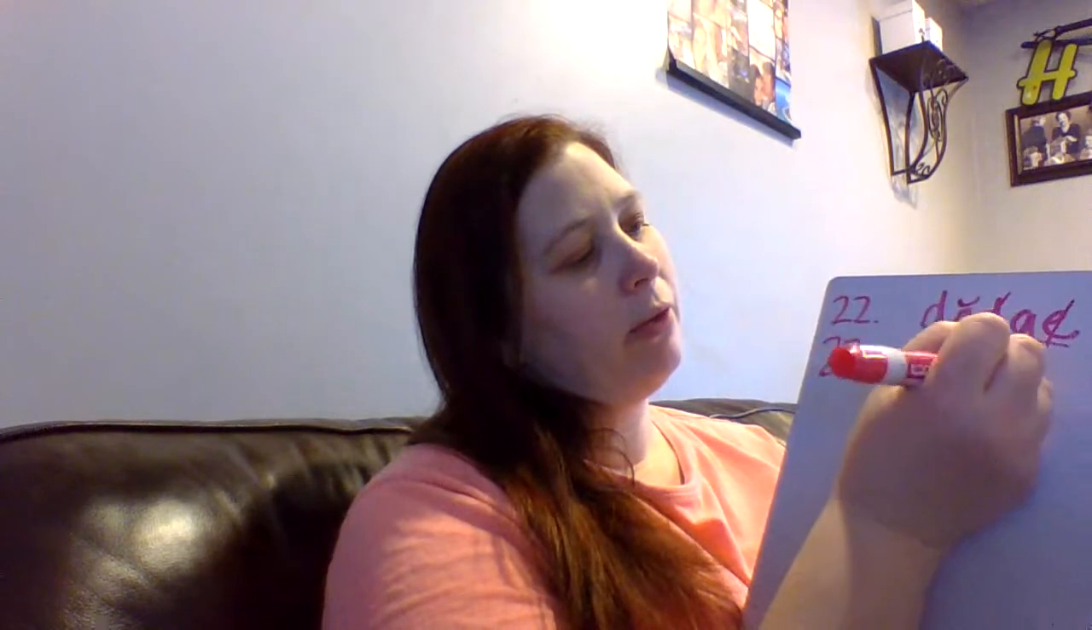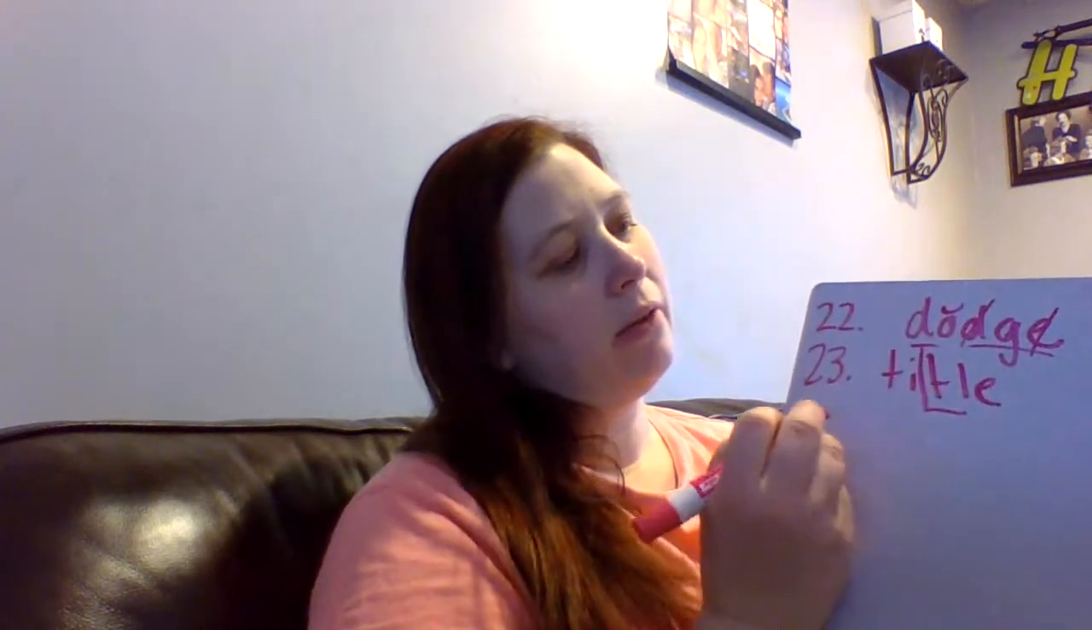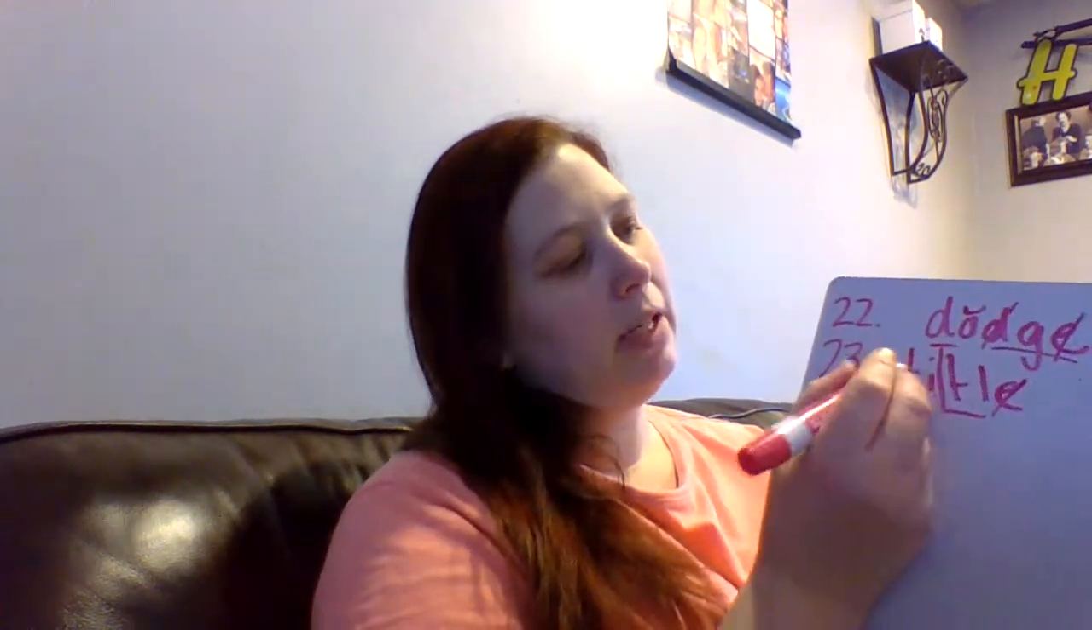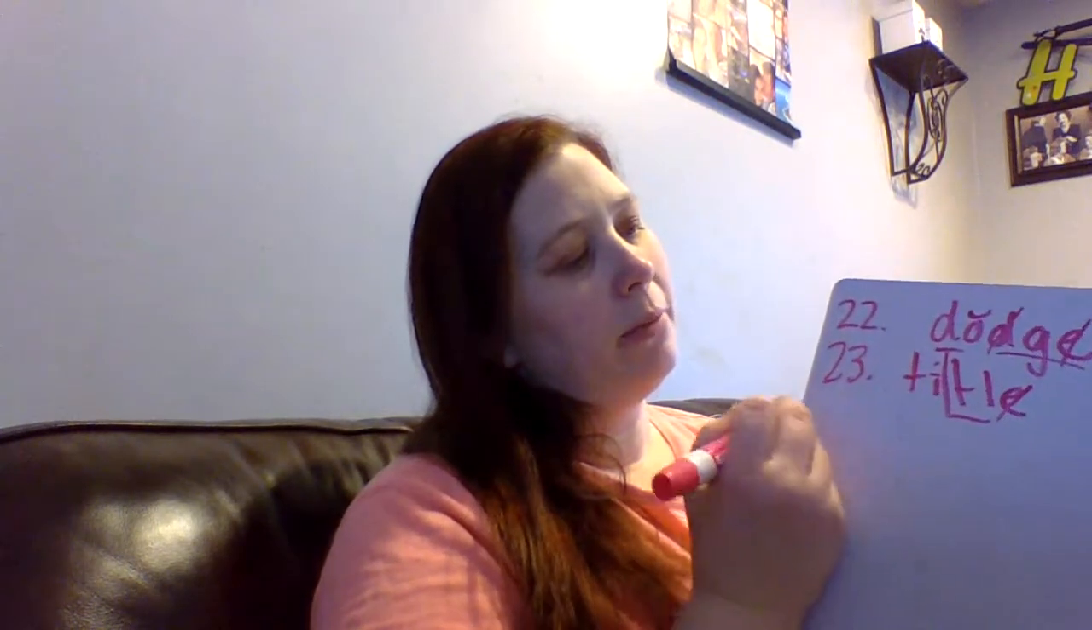23, we have title. Here we have our final stable syllable TLE. It gets bracketed off and we cross off that E. And the I is open, so it gets a macron.